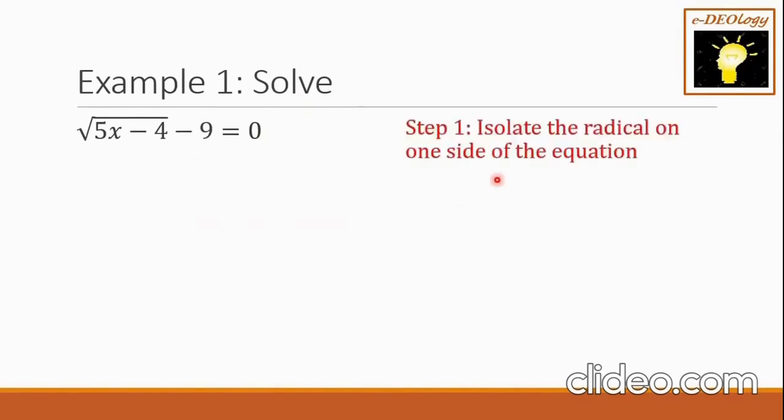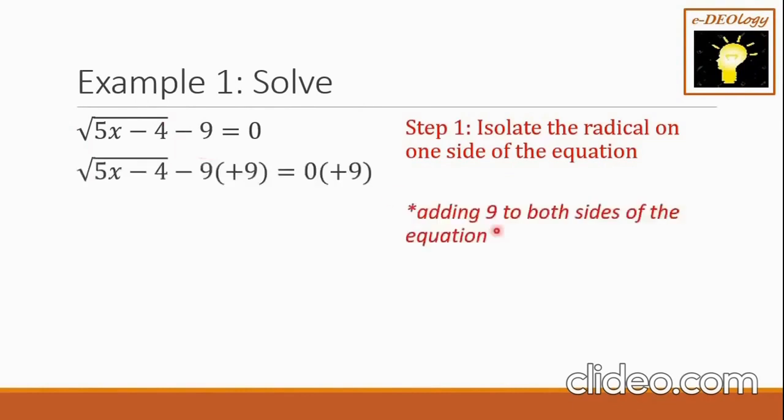In step 1, it says, let us isolate the radical on one side of the equation. So let us isolate this big radical. We want this negative 9 to be deleted. So what we'll do is to add 9 to both sides of the equation.